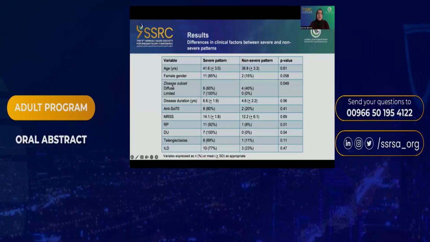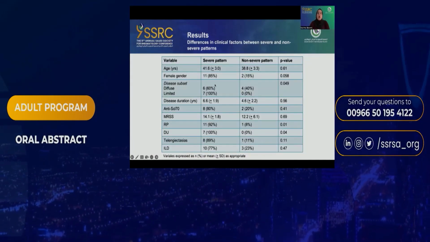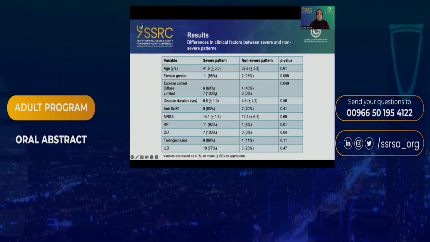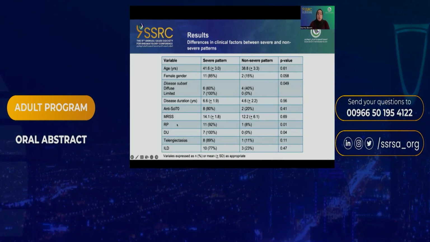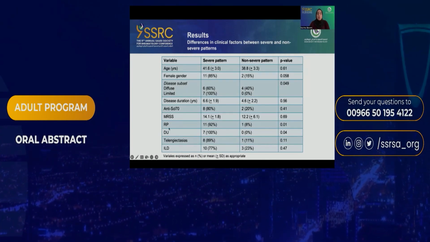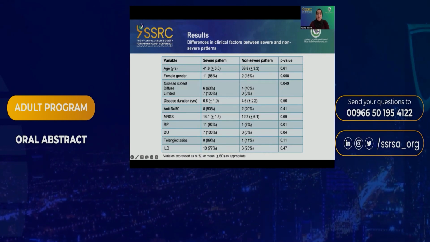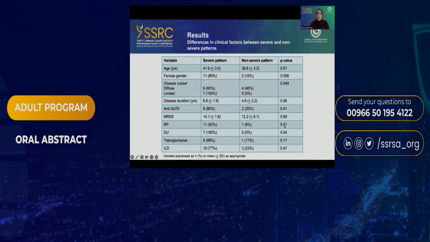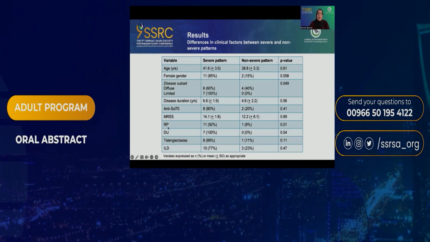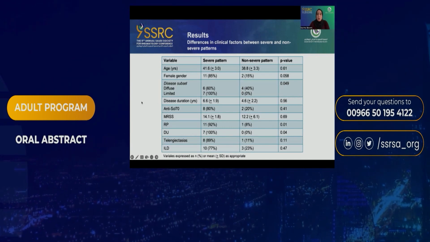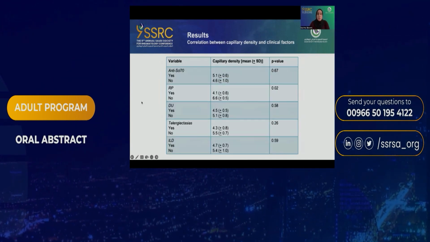Now, comparing the patients with severe and non-severe patterns, we see that patients having diffuse and limited subsets of the disease were more likely to have the severe pattern, in 60% and 100% respectively. They were also more likely to report Raynaud's phenomenon if they had the severe pattern, 92% compared to 8% if they had a non-severe pattern, with a significant p-value of 0.01. Digital ulcerations were solely present in those with the severe pattern. No differences were seen regarding the other variables.